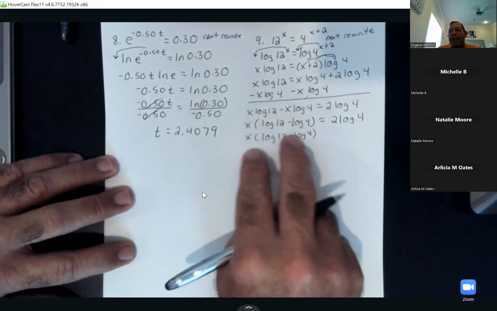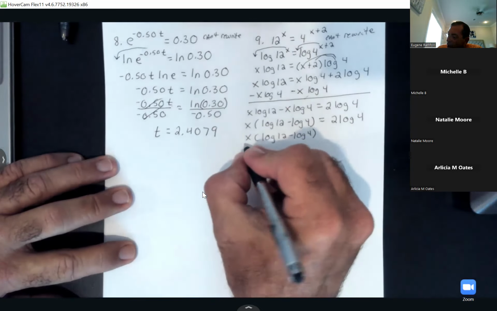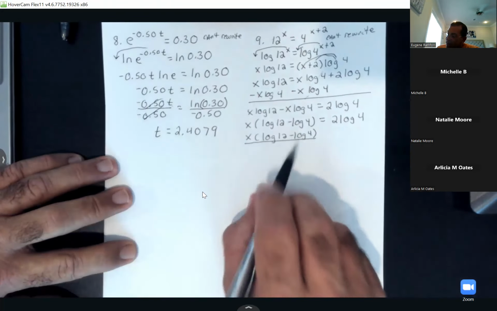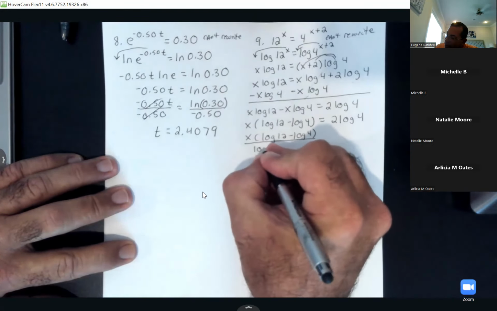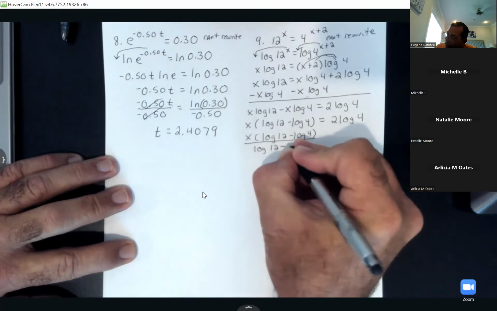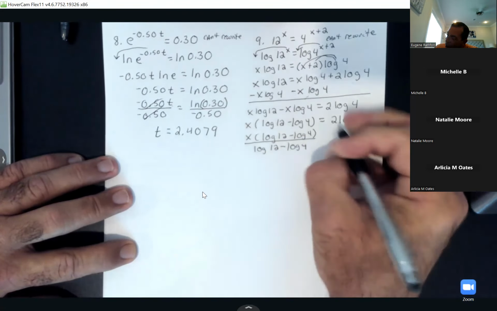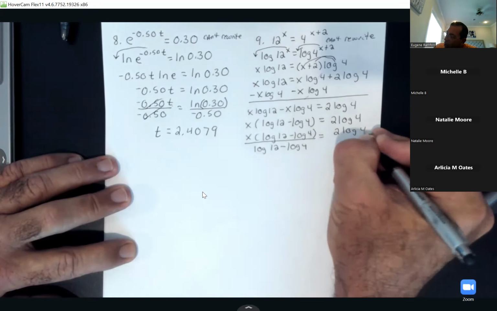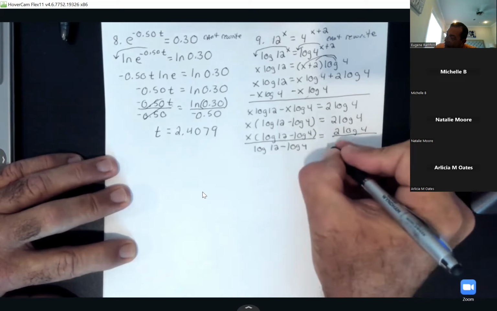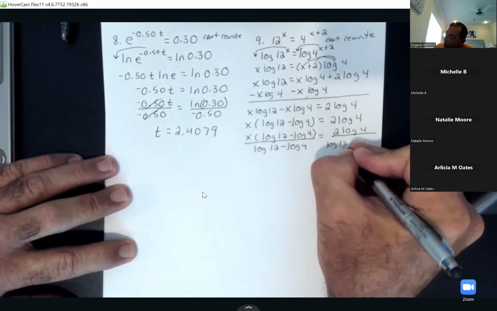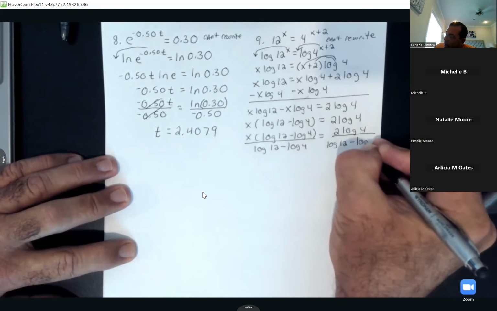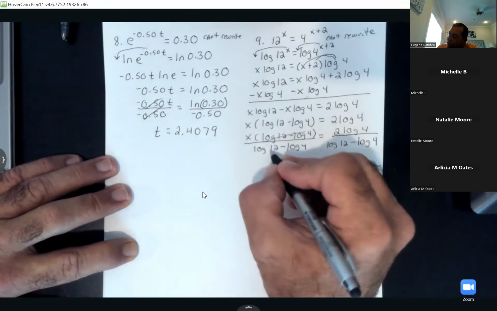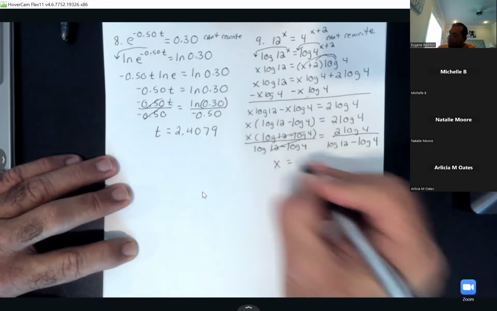Well, they're being multiplied, so you don't want to minus them, but you want to come in and divide them both. So divide both sides by log 12 minus log 4. So this side will be 2 log 4 divided by log 12 minus log 4. So these do cancel, so that's bringing our x down.